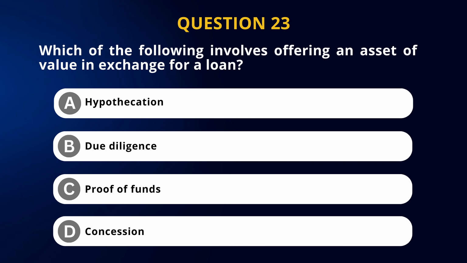Question number 23. Which of the following involves offering an asset of value in exchange for a loan? Letter A, hypothecation.